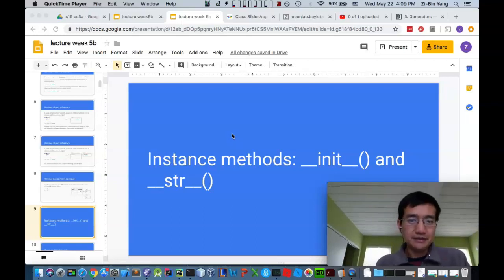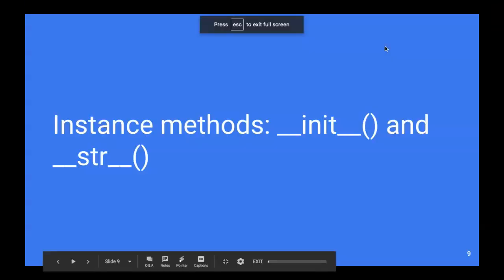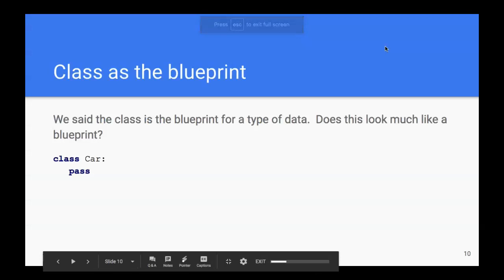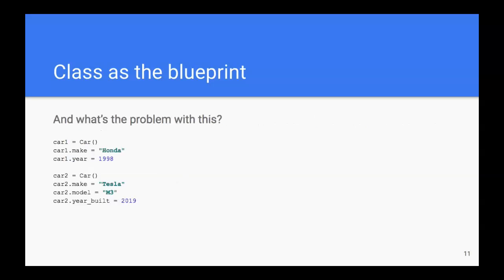Hello, in this video we are going to start talking about instance methods, and the first two instance methods we're going to be talking about are the special init and string methods. In previous lectures we said that a class is the blueprint for some type of data. So does this look much like a blueprint to you? An empty class Card? Well, it doesn't really, right?